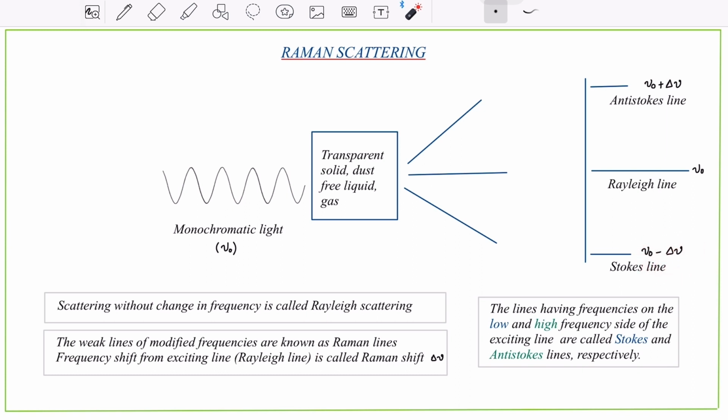Stokes lines have lower frequency, anti-Stokes lines have higher frequency compared to the Rayleigh line, and here delta nu is called the Raman shift in frequency. The lines having frequencies on the low and high frequency side are called Stokes and anti-Stokes lines respectively. This means that Stokes lines have lower frequency compared to the exciting line or Rayleigh line, and anti-Stokes lines have higher frequency compared to the Rayleigh line.